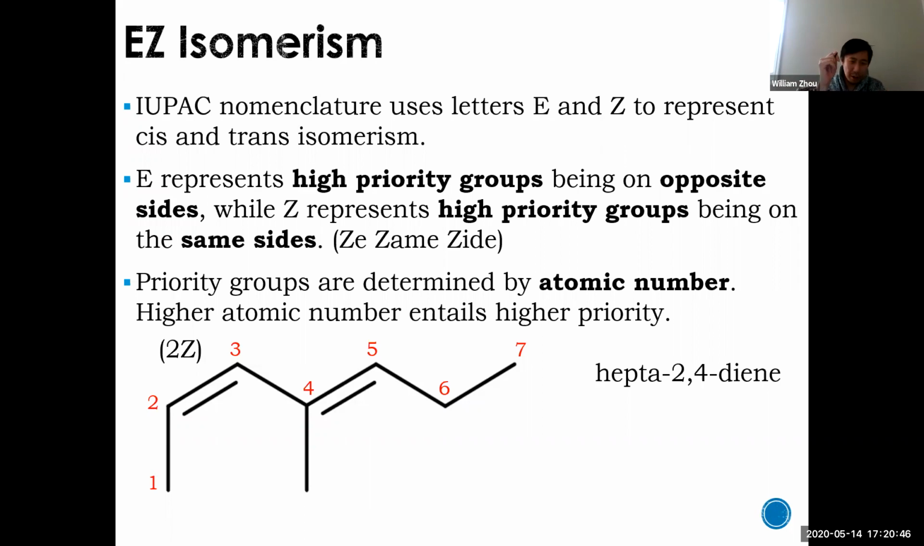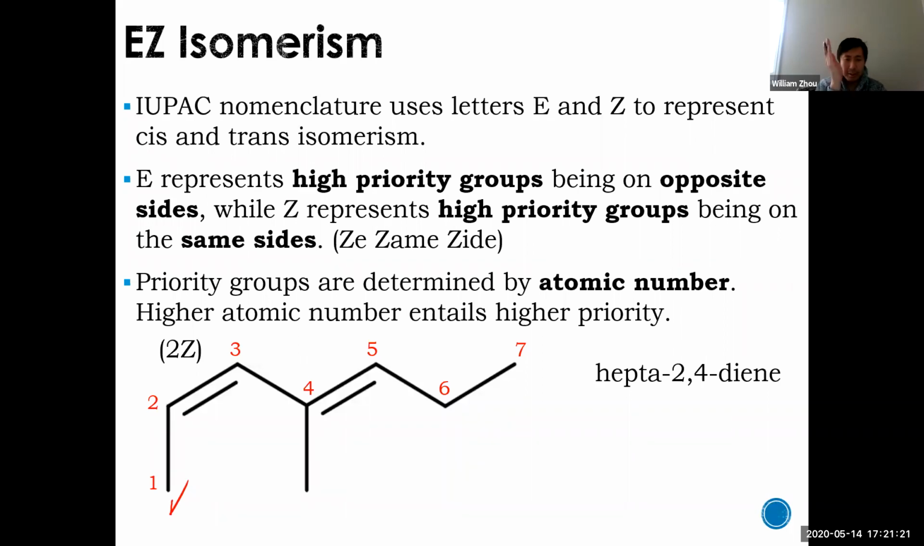So on that carbon 2, you have two things that you have to compare. Carbon 1 specifically, and hydrogen. Who has the higher priority? Well, it's got to be the carbon because you compare the atomic number. Carbon has higher atomic number, 6, compared to hydrogen's 1. So between the carbon and hydrogen, the carbon wins. Does that make sense?